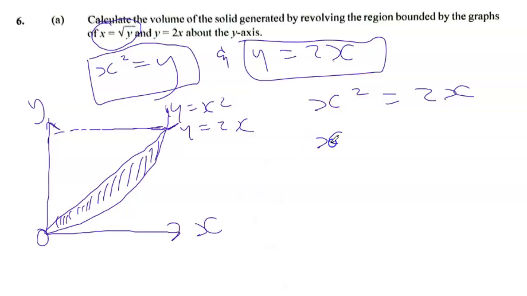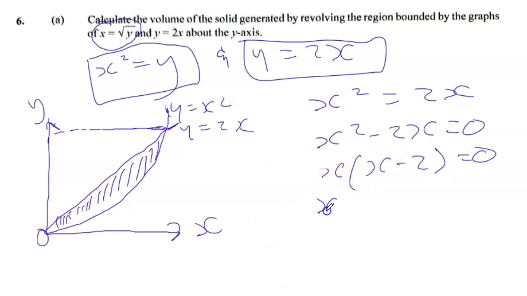We group everything on one side and factor out the x. We have x minus 2. Therefore, x equal to 0, or x minus 2 equals 0, so x equal to 2. And we can see there the graph cuts the x-axis at 0 and also the y-axis at 0.